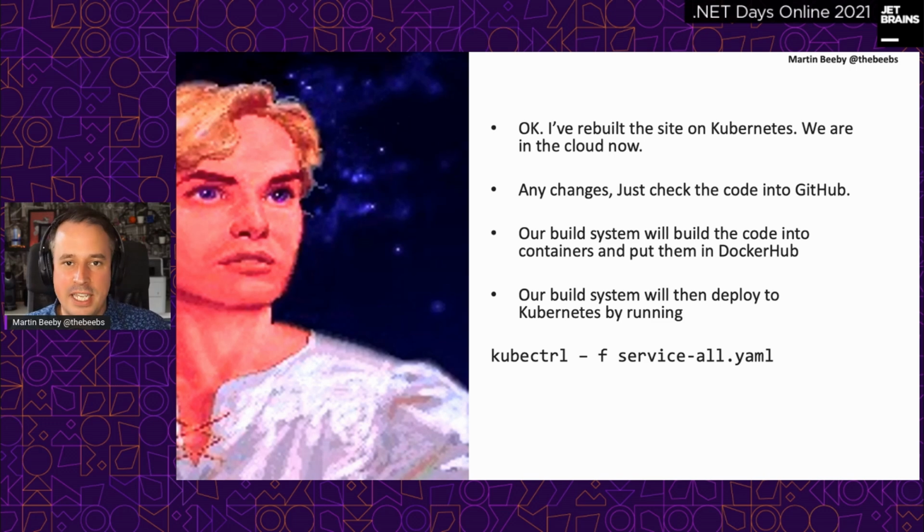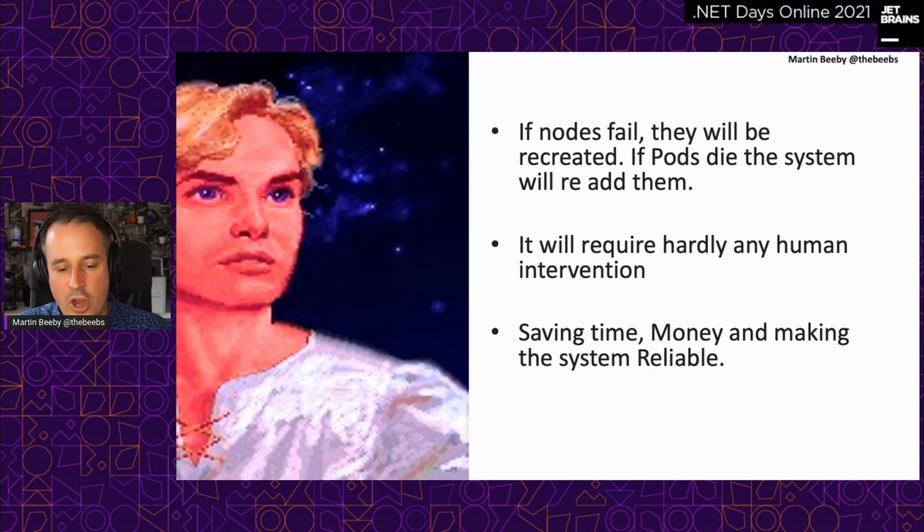And even though it has this problem where memory keeps on crashing the application, we can still build a more stable system using a container orchestrator like Kubernetes. So if nodes fail, then they'll be recreated. If pods die, the system will re-add them. It will require very little human intervention. You know, if servers are failing, Kubernetes is going to replace them. If containers are crashing and they're becoming unhealthy, Kubernetes is going to replace them.